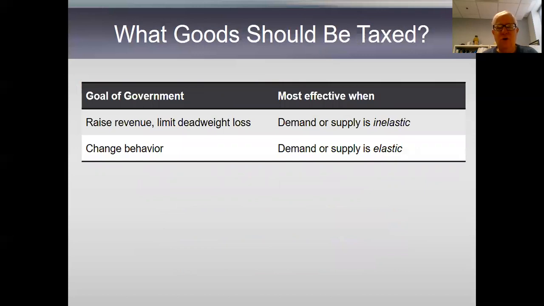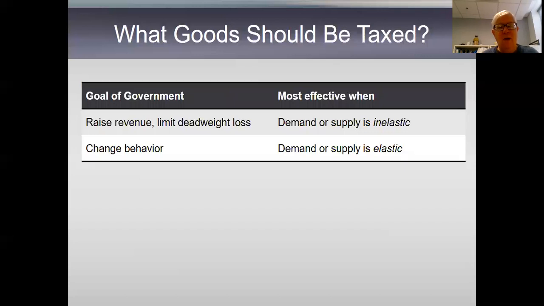So what kinds of goods should we tax? Well, if the goal of the government is to increase their revenue, but at the same time they want to limit the deadweight loss, they want to tax something where the demand or the supply is inelastic, something that people have very few substitutes for in buying, like things that have addictive qualities, things like cigarettes or something like that.